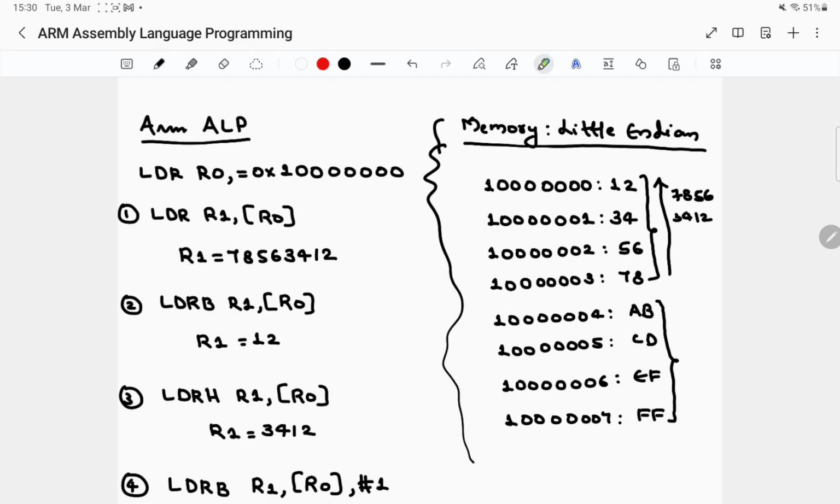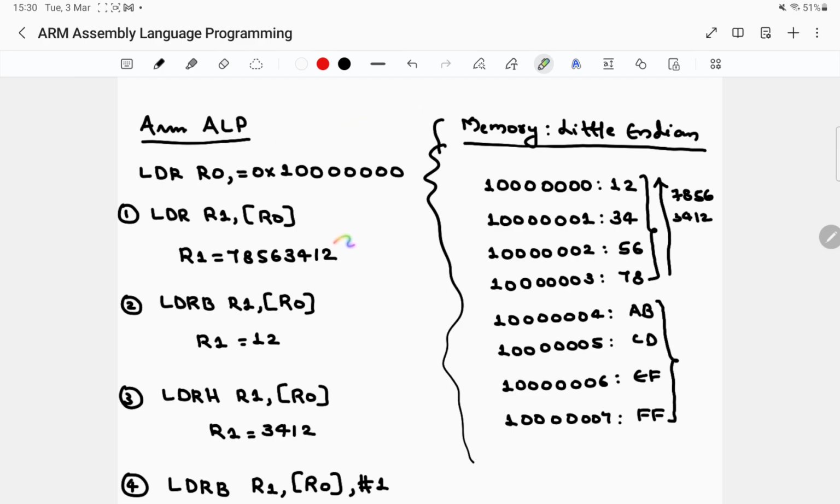If it was saved in big endian format in the processor, the first number would be read as 12, 34, 56, 78, and the second number would be ABCDEFFF. We will assume the processor follows the little endian format in memory. The instruction LDR R0, #0x10000000, that is 1 followed by 7 zeros, will load the value 1 followed by 7 zeros to R0. So this is equivalent to R0 equals 1 followed by 7 zeros. The immediate value is loaded into R0.